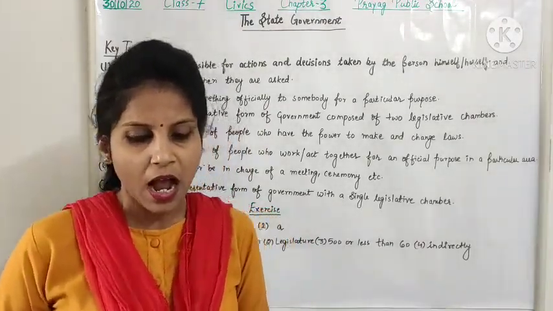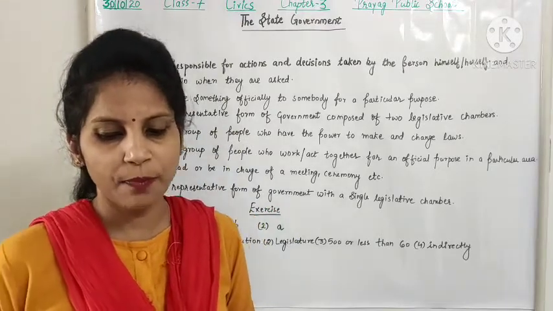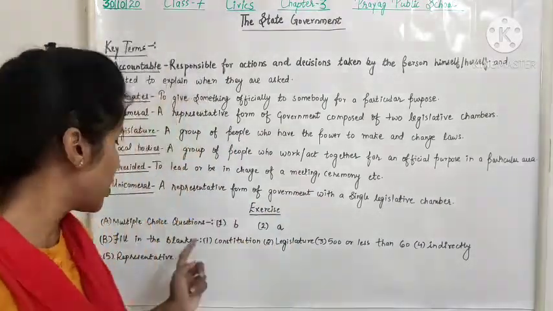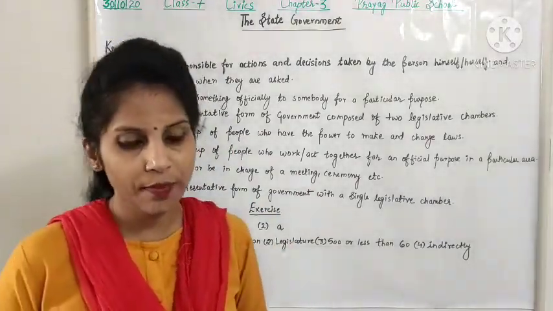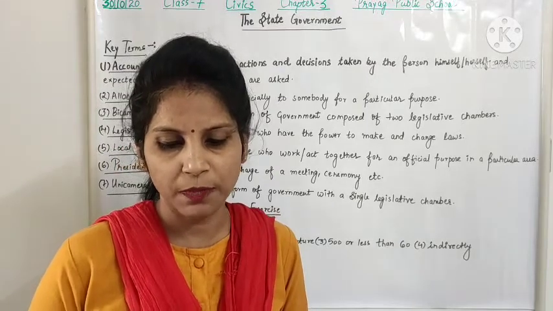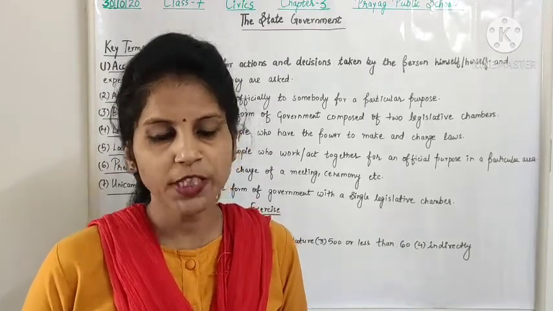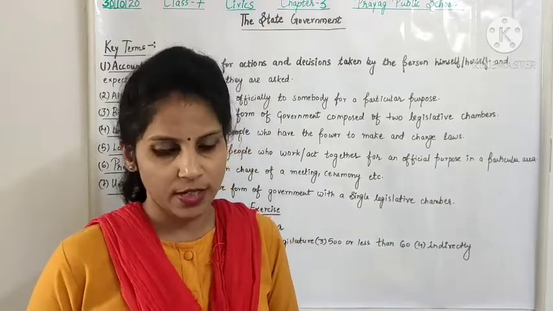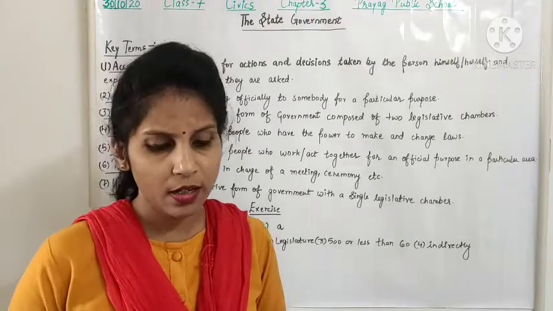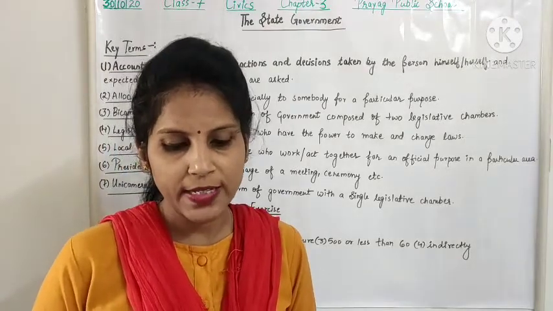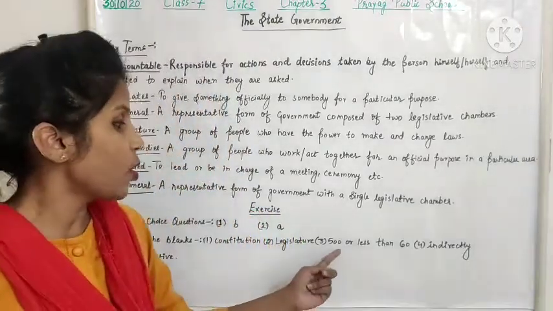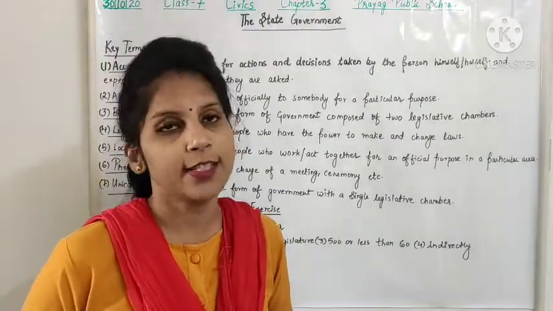First one, our dash clearly defines the power of the state government. So the right answer is constitution. Okay, then second, a dash is a formally chosen body of people empowered with the authority to make rules and regulations. So the answer is legislature. Okay, then third, members of a legislative assembly cannot be more than, answer is 500 or less than 60.